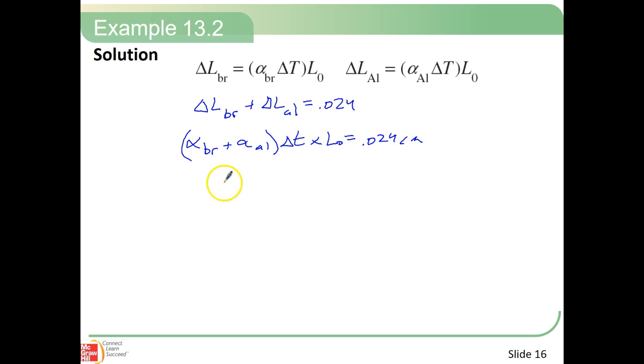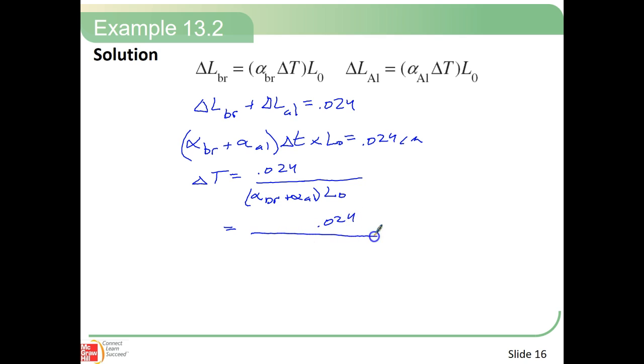Let's rearrange this for the change in temperature. So our change in temperature here is equal to 0.024, and then we're going to divide that by our alpha for brass plus our alpha for aluminum, which is also multiplied by the original length of both bars. This is equal to 0.024 on the top, and then on the bottom we're going to have 19 times 10 to the negative 6, that's the alpha for brass, plus 23 times 10 to the negative 6. That's the alpha for aluminum.